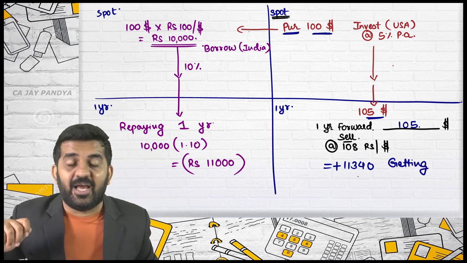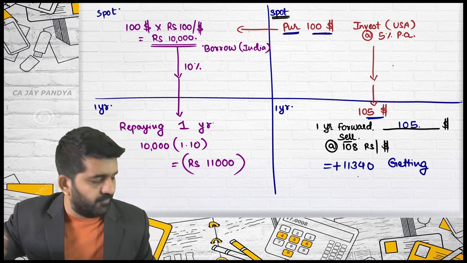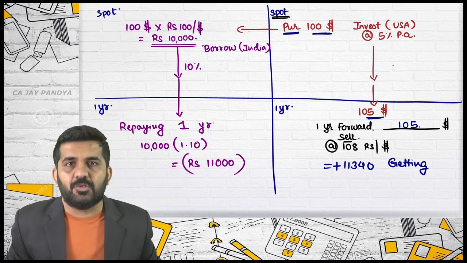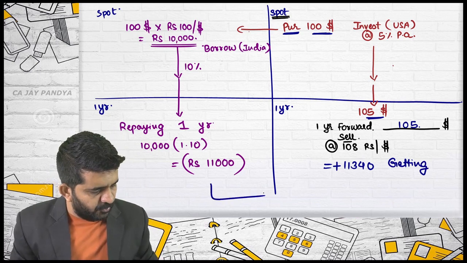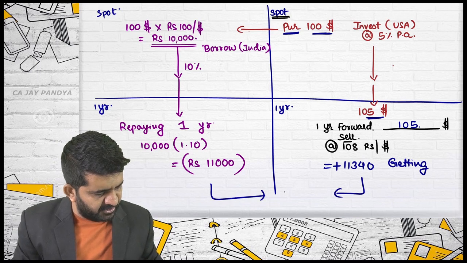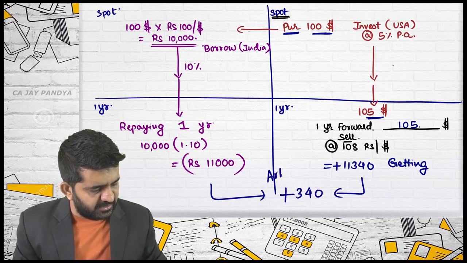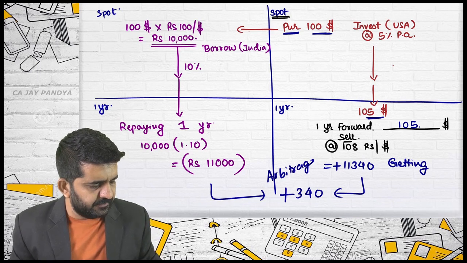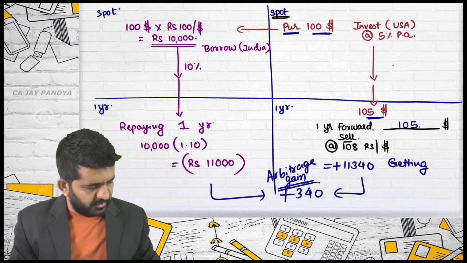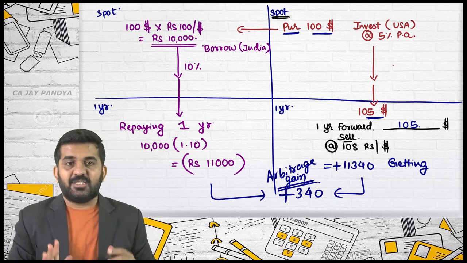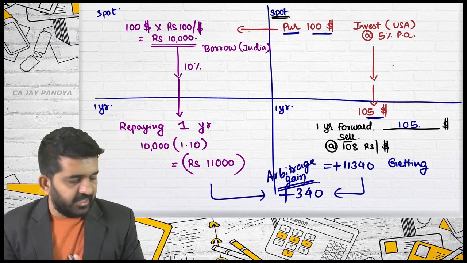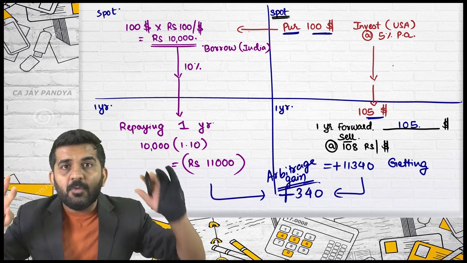Settlement by delivery. I will be actually giving $105 and getting 11,340 rupees. If you see the difference, it is plus 340, and this is the arbitrage gain. It is plus 340. This is nothing but the arbitrage gain. What will be the whole process?